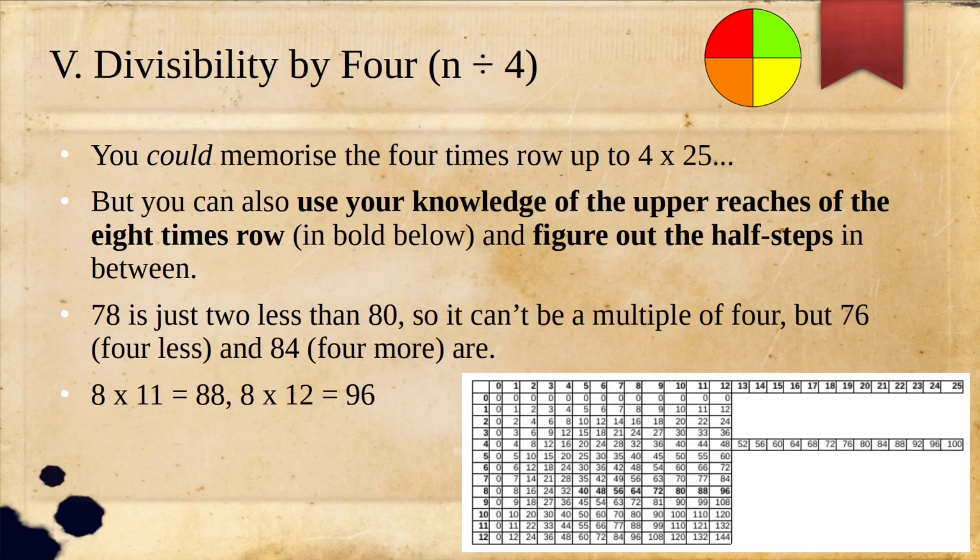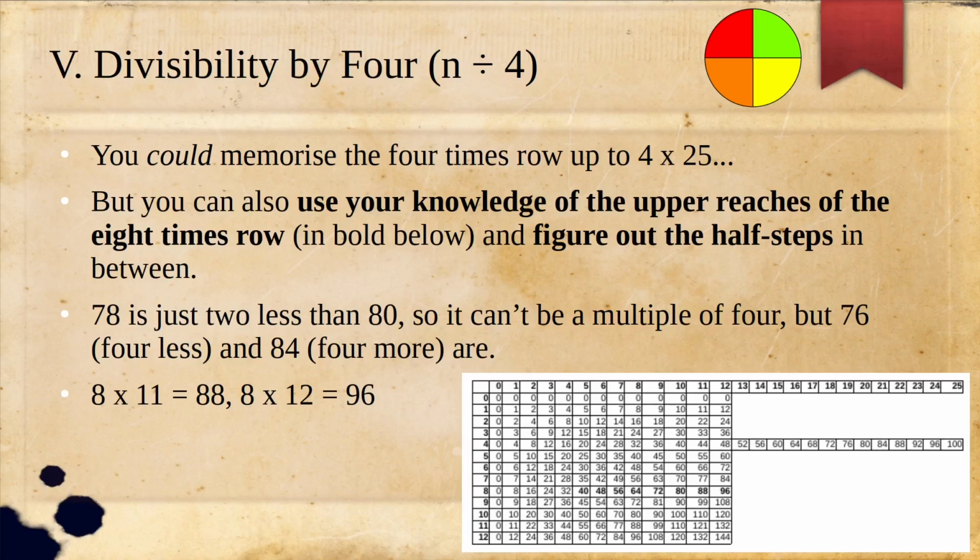But you can take advantage of your knowledge of multiples of 8 after 40 and figure out the half steps in between. Take 78 for example. We know that 8 times 10 is 80, and 78 is just 2 less, so it can't be a multiple of 4, but 76 and 84 are.